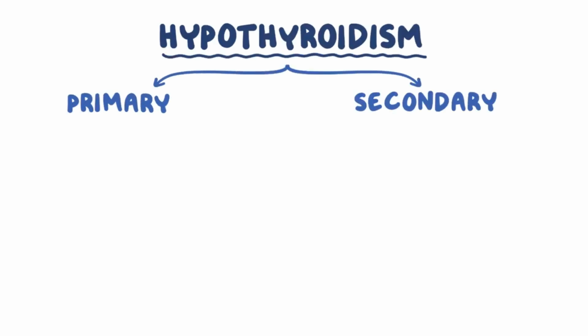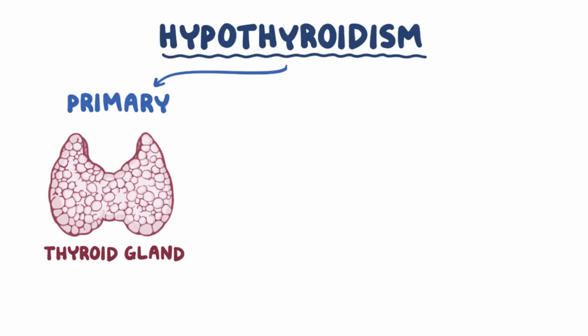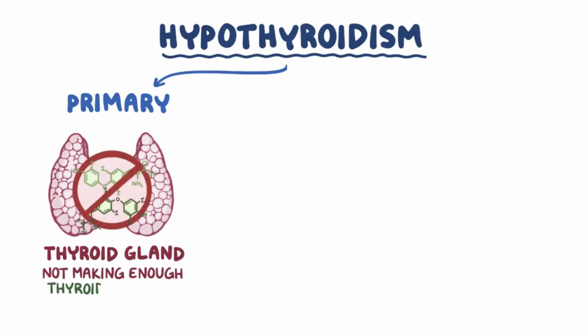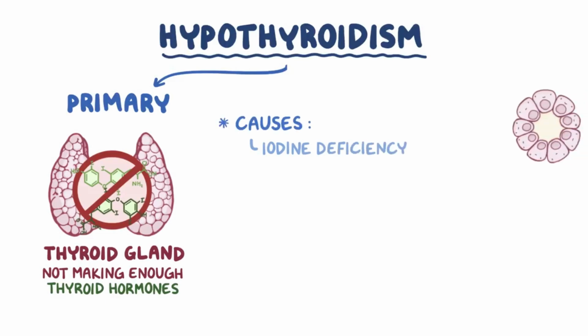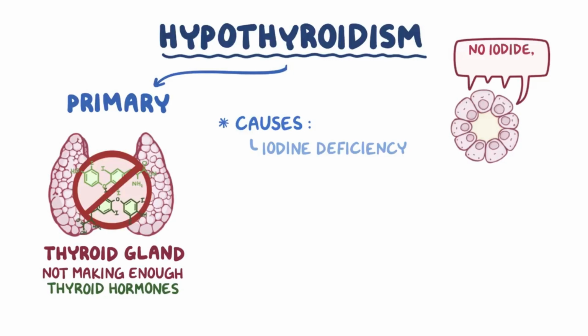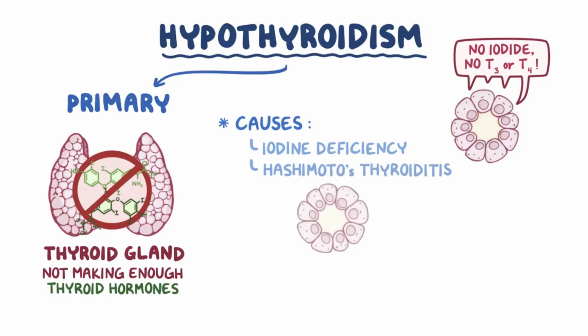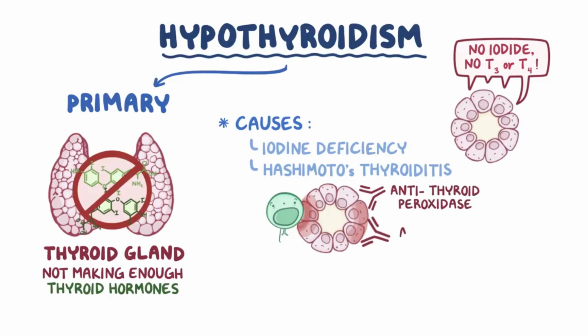There are two types of hypothyroidism, primary and secondary. In primary hypothyroidism, the thyroid gland is the problem because it isn't making enough thyroid hormones. Iodine deficiency can be a cause of primary hypothyroidism because the follicular cells don't have the iodide ions they need to produce T3 and T4. In countries that fortify their food with iodide, the most common cause of primary hypothyroidism is Hashimoto's thyroiditis, an autoimmune disorder where T cells and autoantibodies like antithyroid peroxidase and antithyroglobulin infiltrate the thyroid and cause follicular cell damage and inhibit normal thyroid function.